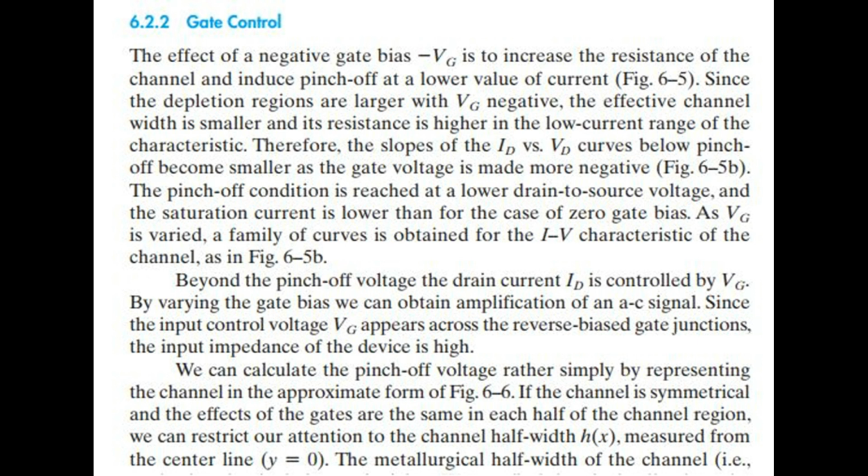As gate voltage is varied, a family of curves is obtained for the current-voltage characteristic of the channel, as in Fig 6.5b. Beyond the pinch-off voltage the drain current ID is controlled by gate voltage. By varying the gate bias we can obtain amplification of an AC signal. Since the input control voltage Vg appears across the reverse-biased gate junctions, the input impedance of the device is high.